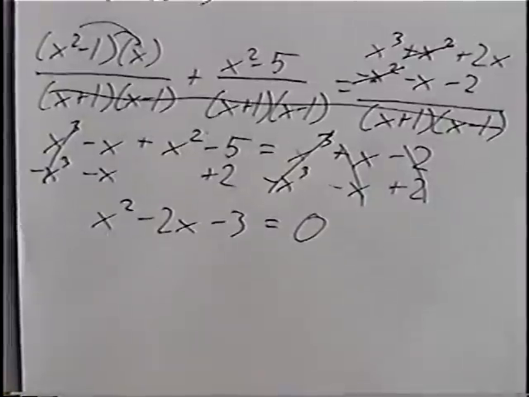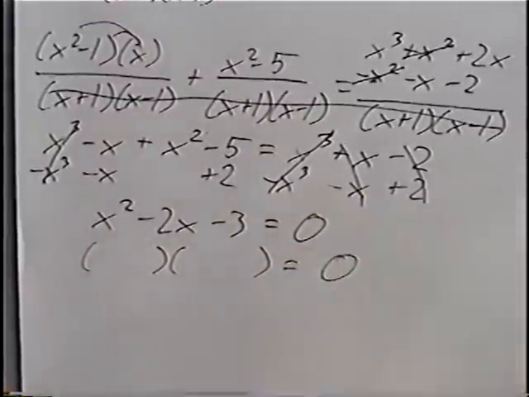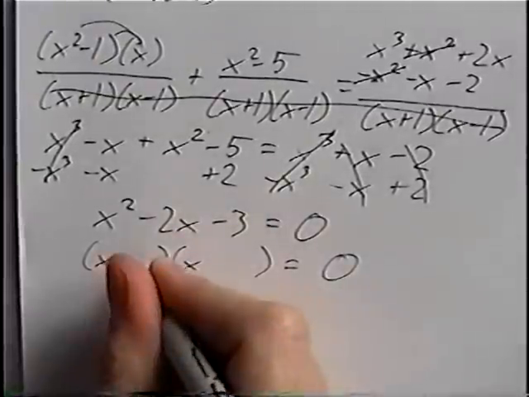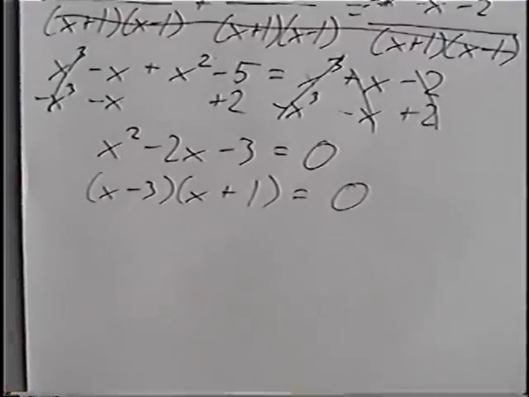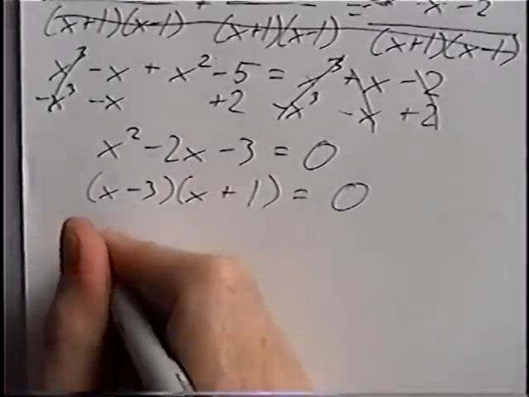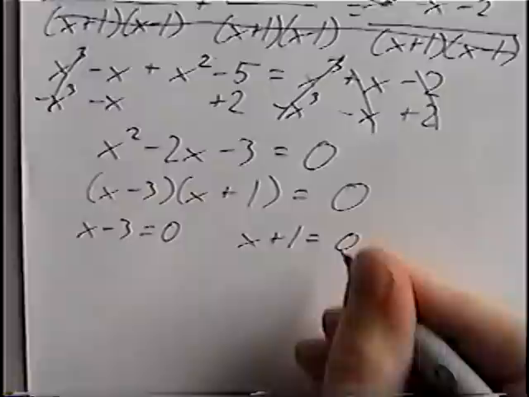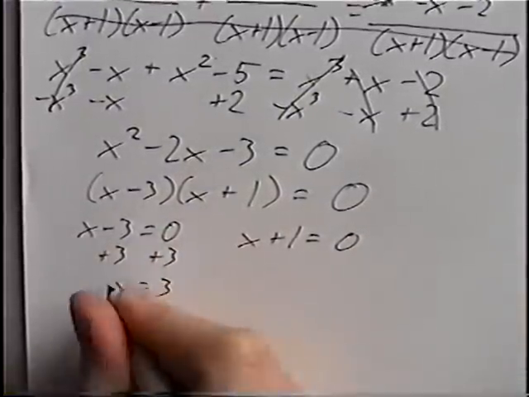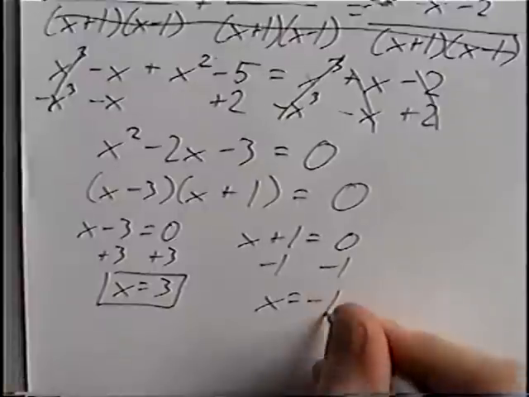When we're left with x squared and x, you want to check and see if it factors. In this case, it would factor to x minus 3 and x plus 1. From here we can solve, get our two answers, x minus 3 equals 0 and x plus 1 equals 0. Add 3 to both sides, x equals 3. Subtract 1 on both sides, x equals negative 1.